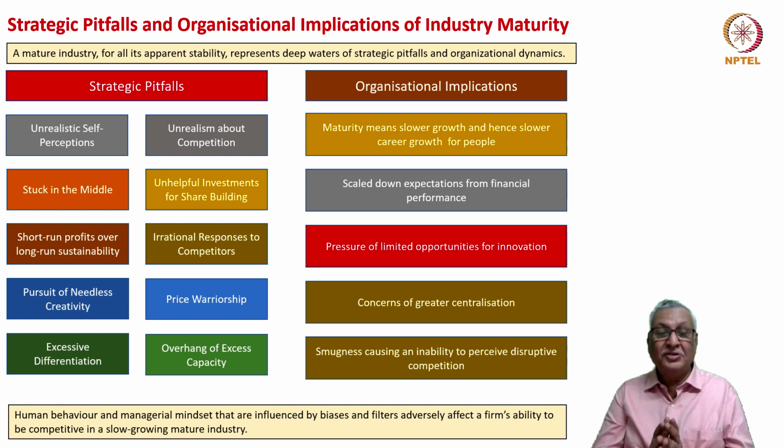But in terms of the organization, people and firms should understand that in a mature industry, there will be only slower growth. Therefore, the career growth for people also would be slower. We have to have scaled down expectations from financial performance. The opportunities for innovation will not be as bad as they are in a fragmented industry, but certainly they will be limited compared to the growth phase. There will be concerns of greater centralization of decision making and process controls.